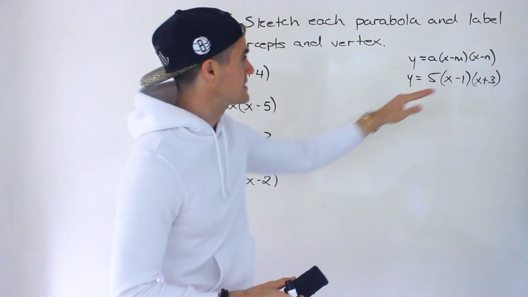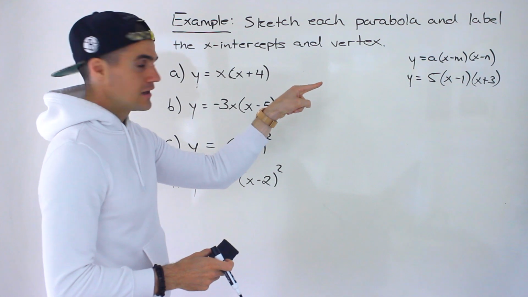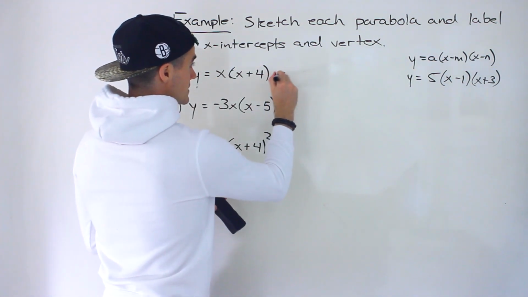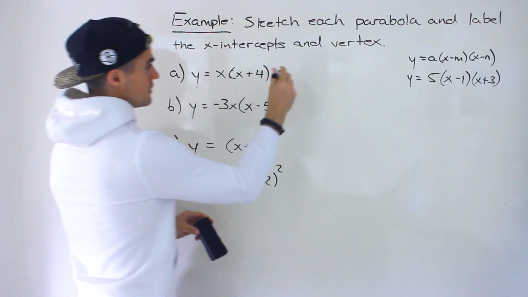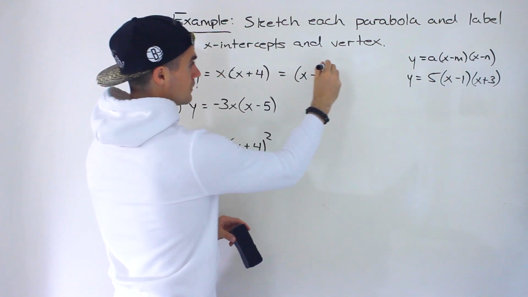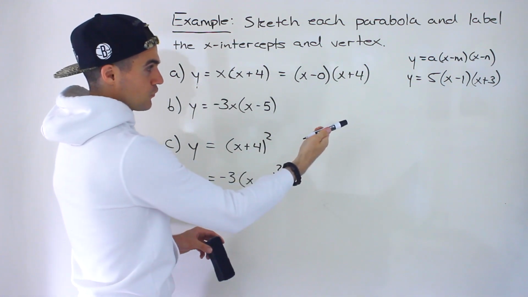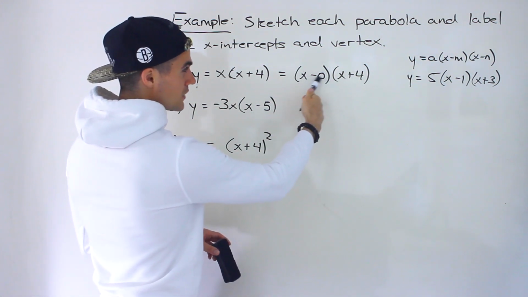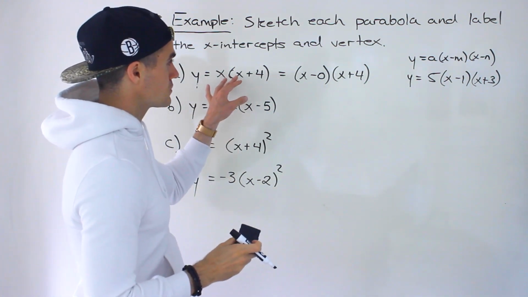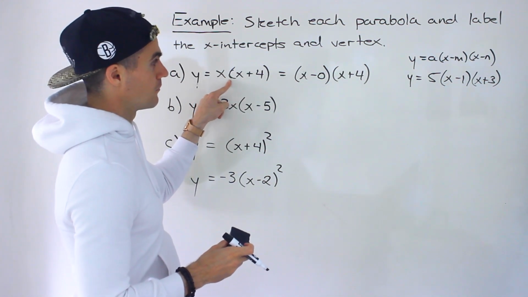And notice that this looks different than this, but this actually is in that format. Because what we can do in this case is this x by itself, we can actually rewrite it as x minus 0. And then we have x plus 4. You're never going to see this kind of format because x minus 0 would be weird to write. You just wouldn't write the 0. You'd have the x by itself. But I just kind of want to show you how this is factored form.